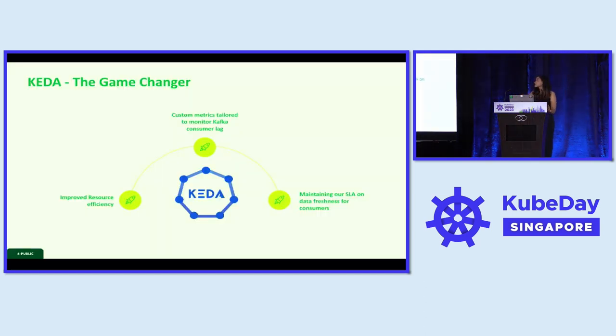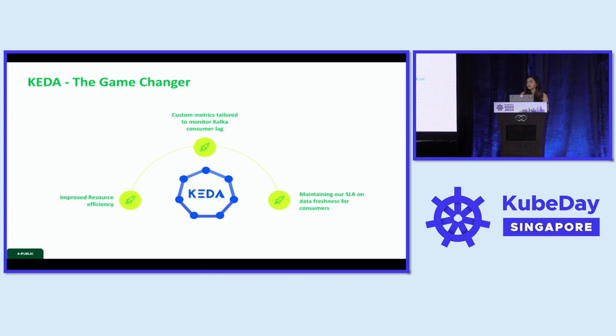So using KEDA, we incorporated custom metrics in order to gauge the Kafka consumer lag that is directly associated with our SLAs. So by utilizing these custom metrics, we were able to keep track of the Kafka consumer lag, and hence were able to maintain our service level agreements. Apart from maintaining our service level agreements, KEDA also helped us to achieve higher resource efficiency.